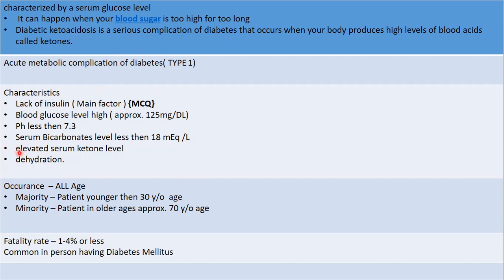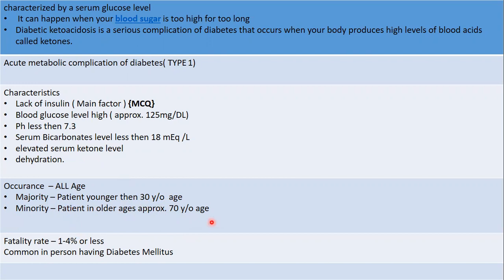And the dehydration. Why dehydration? Because there is dryness of mouth, dark circles under the eyes, and sore throat. It leads to dehydration. Coming to its occurrence, at what age we see this type of complicated or serious diabetes is at the age younger than 30 years, or we say up to 30 years of age. And the minority of patients we see in this condition is approximately 70 years of age.